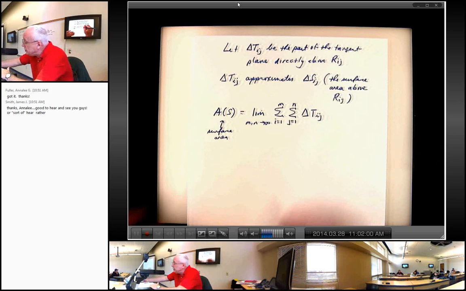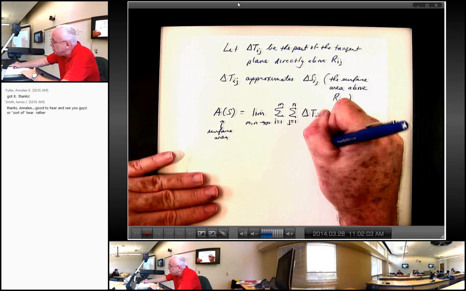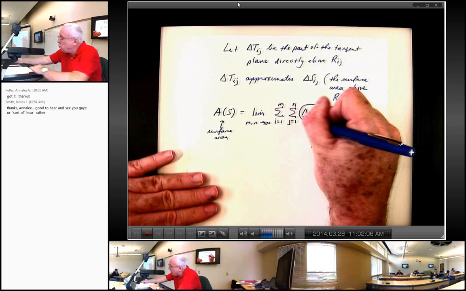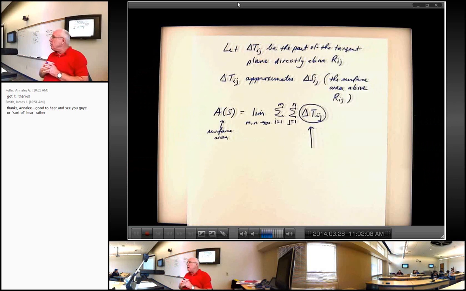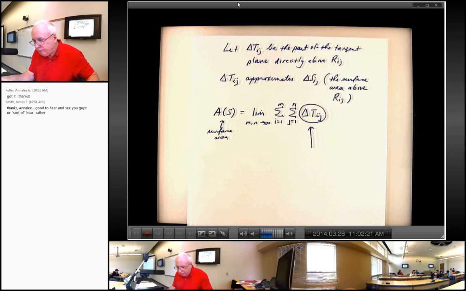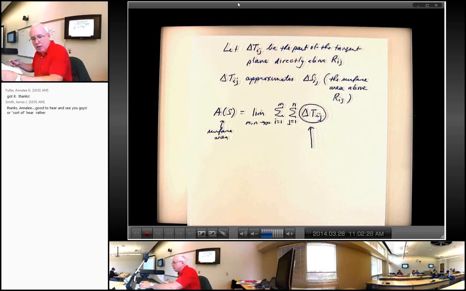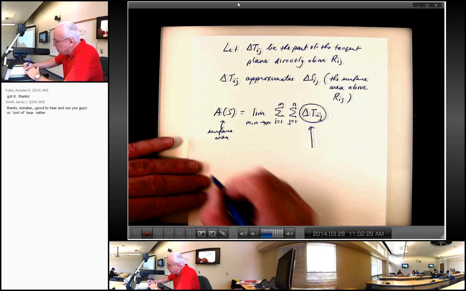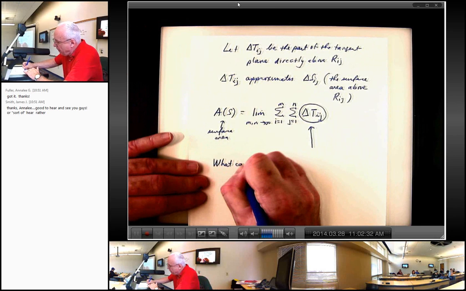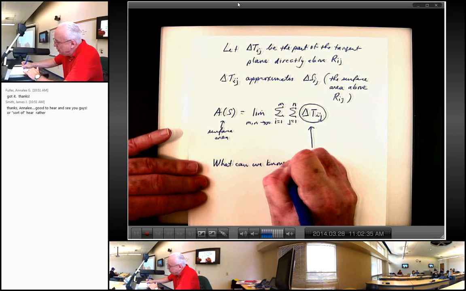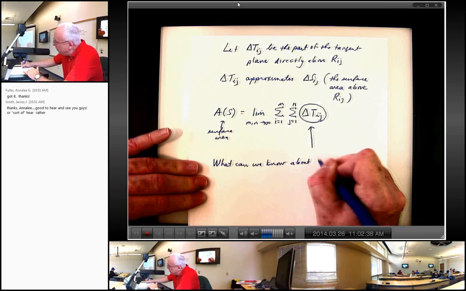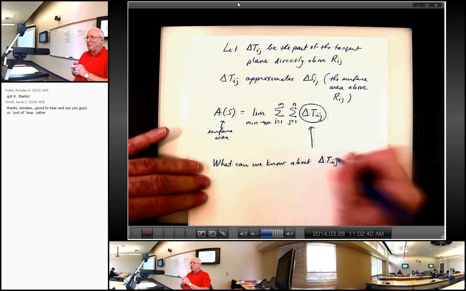Now, in order to get a formula here, what can we know about the area of the tangent plane? Here's the question: what can we hope to know about this area of that portion of the tangent plane?